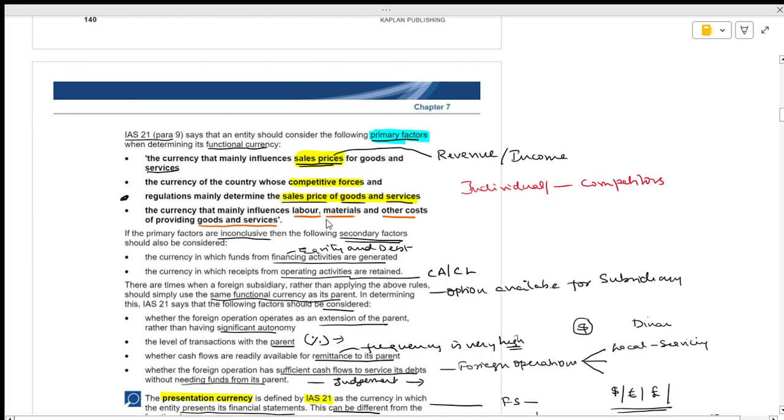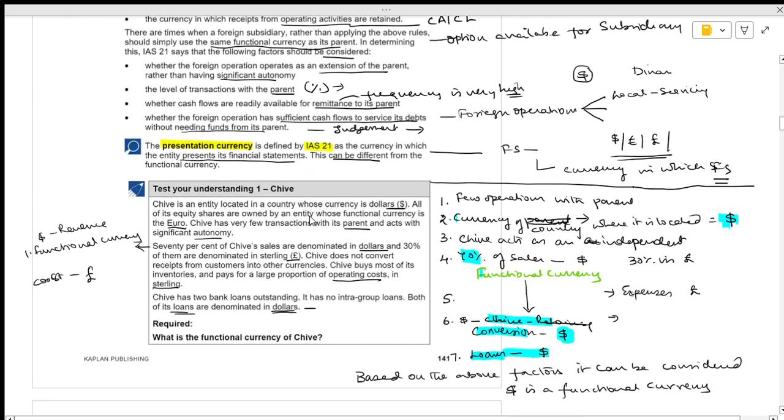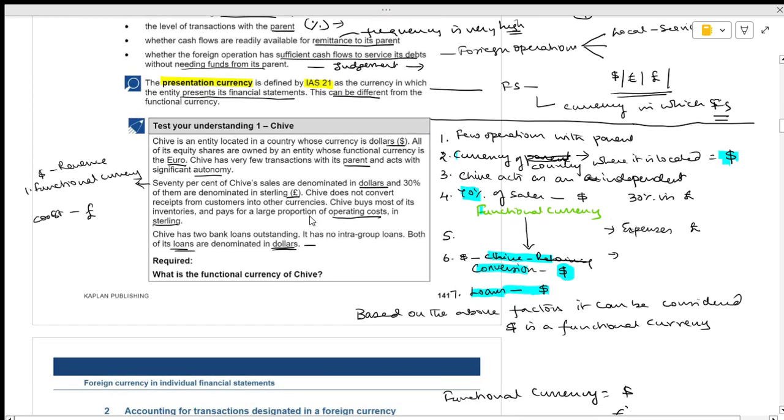Then it comes to labor, material and other costs. What are the secondary factors? Secondary factors are in terms of the financing activities, from where we generate finance, and operating activities, how it has been retained. These are the things we have to be very clear about. In the first test we identified the conditions, and in the previous sequence, the 14 series of this SBR, you have a clear explanation on that.